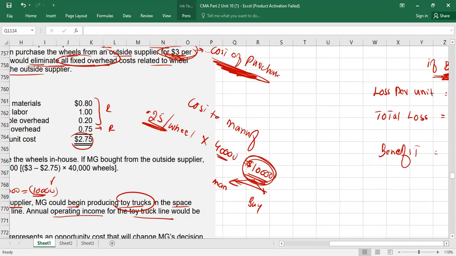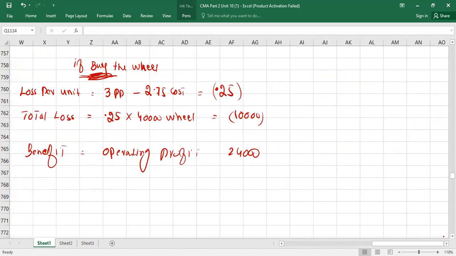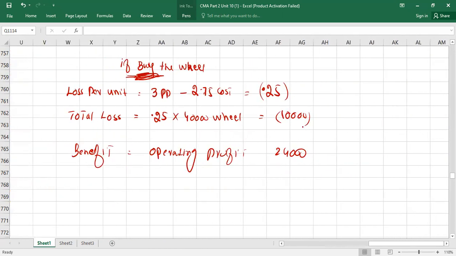So what will happen? If you are buying the product, your loss is 10,000. But on the other side, you will have a gain of 24,000, which is kind of an opportunity cost, you can say. But here it is a benefit. So the opportunity is there to make this money, 24,000. If you take your loss and compare with the benefit, you would have a net benefit of 14,000. So your operating income will increase by 14,000.